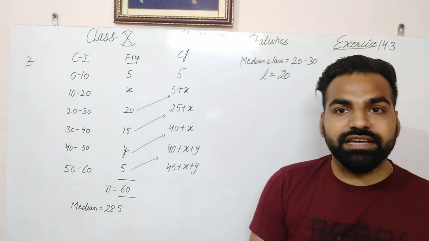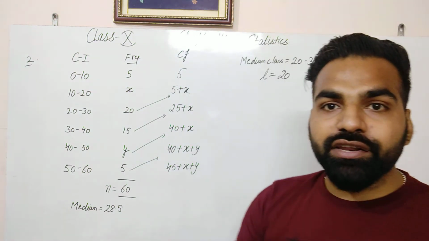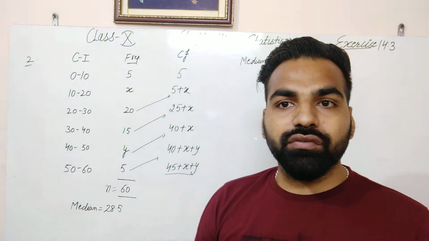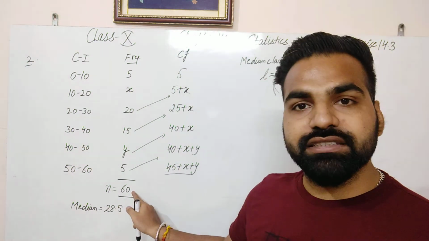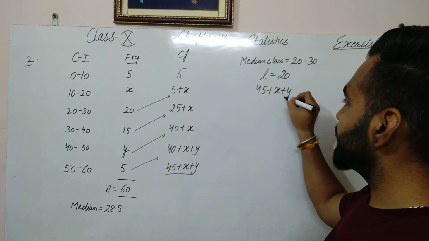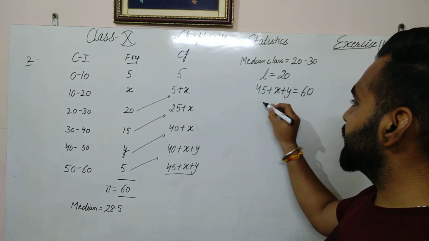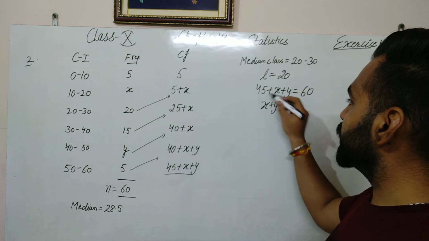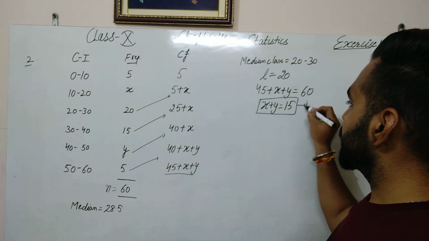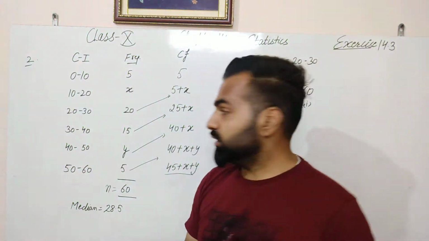So this is our CF, and we know that the value of n appears here at the last. And what is the value of n given in the question? That is 60. So 45 plus x plus y is equal to 60. That is x plus y is equal to 60 minus 45, which is 15. Let us say this is the first equation.